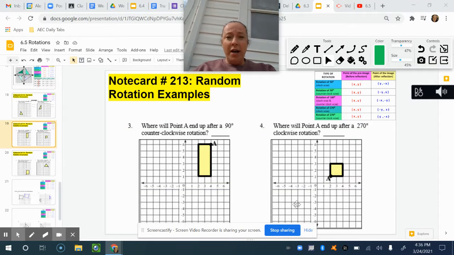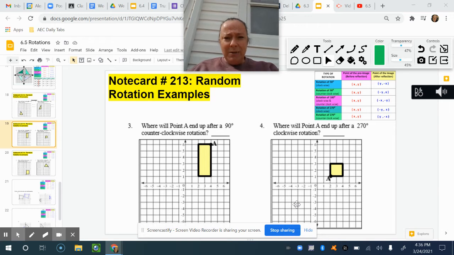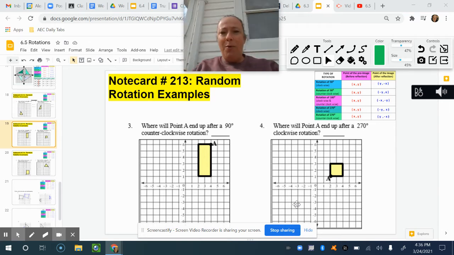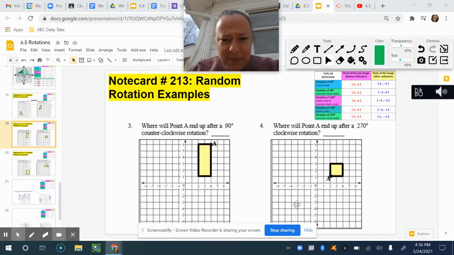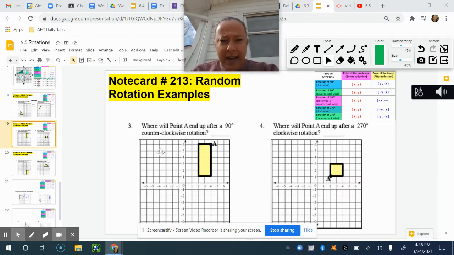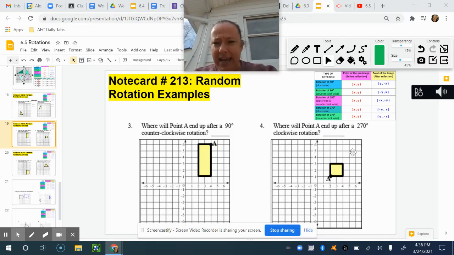All right, we are moving on to note card 213, another random rotation example. Here we're doing a 90-degree counterclockwise rotation, and I want to know what point A will end up being. So what will A prime be? And here, a 270-degree clockwise rotation. This is note card 213.